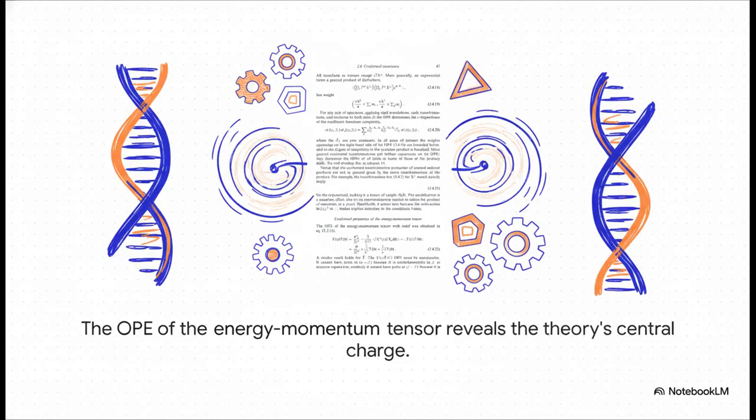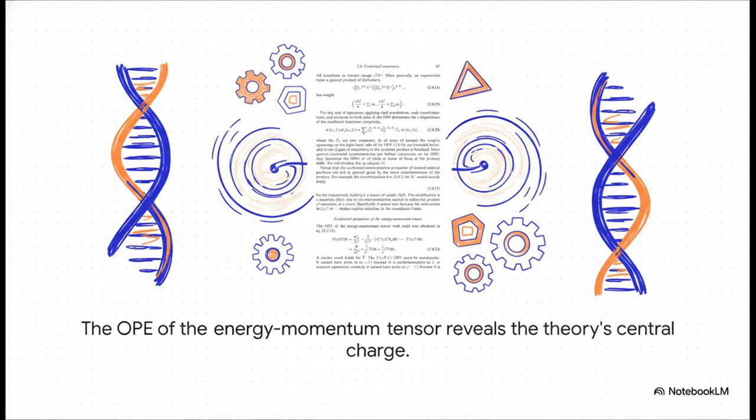Now, every single CFT has a master operator called the energy momentum tensor. We'll just call it T. It basically contains all the information about energy and momentum in the system. And here's the wild part. When you take our OPE rulebook and apply it to this master operator interacting with itself, you get this big, complicated expression you see here.